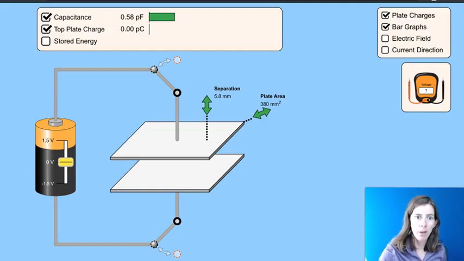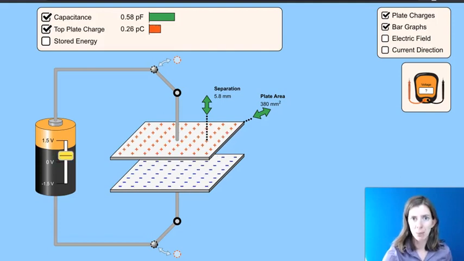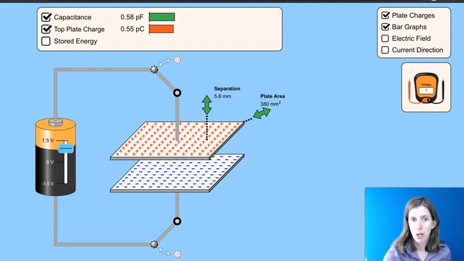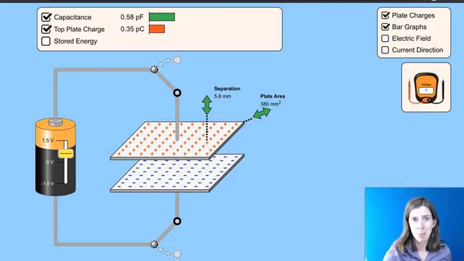Now, this capacitor has a certain capacitance. It happens to be 0.58 picofarads. Pico is 10 to the negative 12. Increasing the voltage, as you can see, increases the charge. The second graph here shows us the charge on the top plate. Increasing the voltage increases the charge on the plates. Notice that changing the voltage does not change the capacitance.